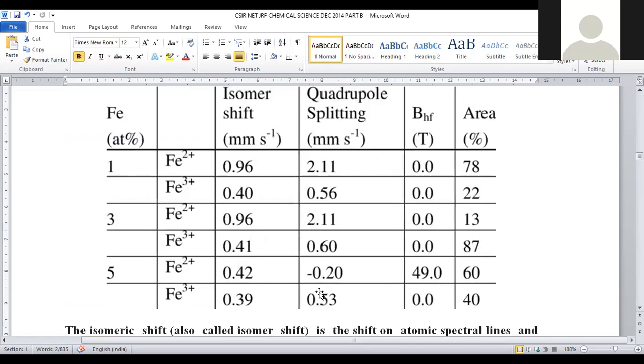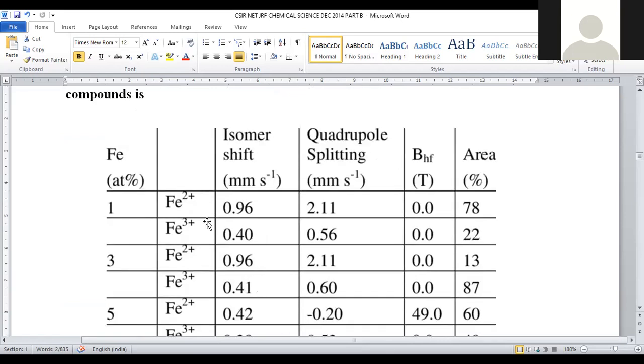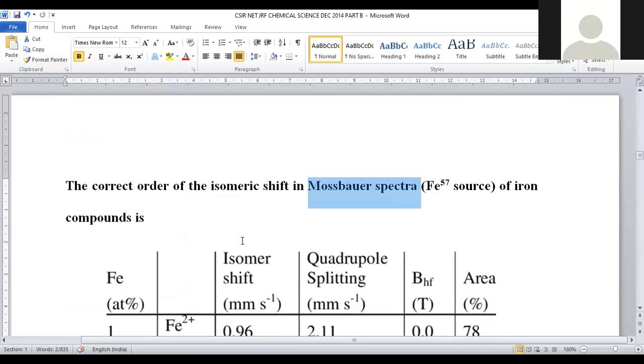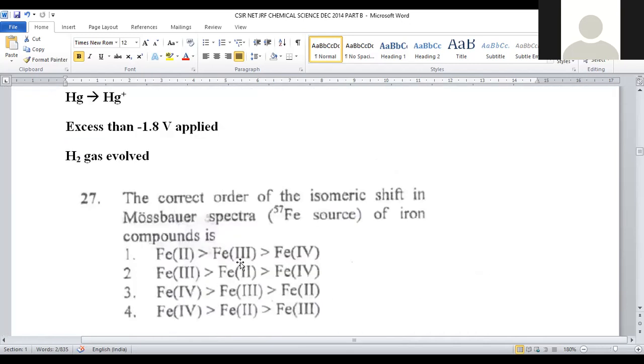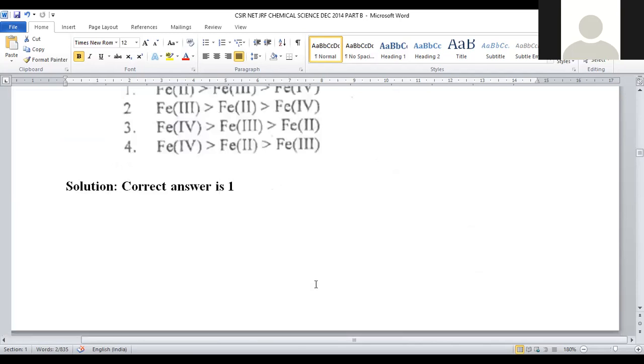So let us see. There is statistical data which is provided. I collected this data from ResearchGate. So the isomer shift value of Fe plus 2 was taken as 0.96, and Fe plus 3 was taken as 0.40. This is obvious, that as the charge increases, the isomer shift value gradually decreases. Fe plus 2 will be higher, followed by Fe plus 3, and the least is imparted for Fe plus 4.